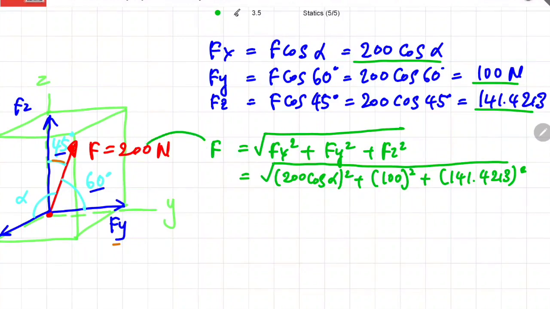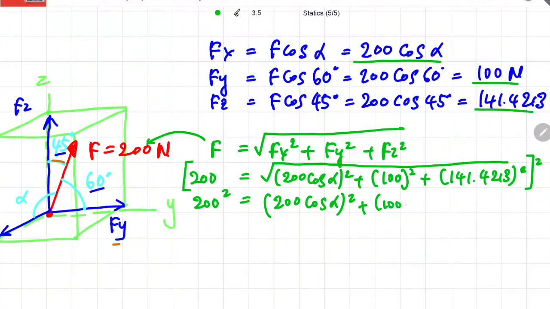Okay, now we know that the magnitude of F is already given, which is 200 Newton. So, you put the 200 Newton over here. Now saya nak hilangkan square root on the right side. In order to do that, I have to power 2 for both sides, the left and the right side like this. The 200 become kuasa 2 and then the square root dah hilang, and what's left is 200 cos alpha squared plus 100 squared plus 141.4213 squared.